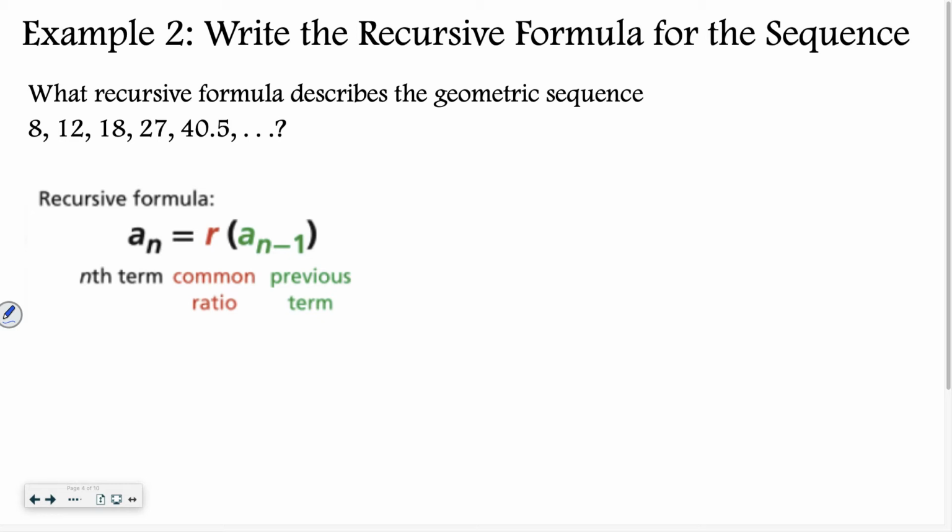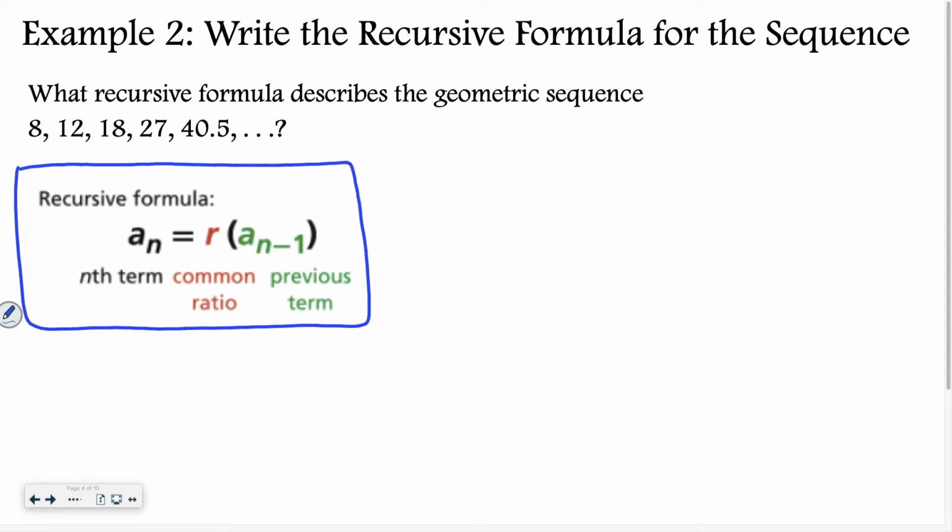How do we use a recursive formula for a geometric sequence? We have 8, 12, 18, 27, 40.5. So our recursive formula, I took a screenshot and included it right here to help you remember. I recommend, again, writing this down. Take notes. You have to memorize these things. I'm testing you on your knowledge for this, so you need to remember what these stand for, what they are.